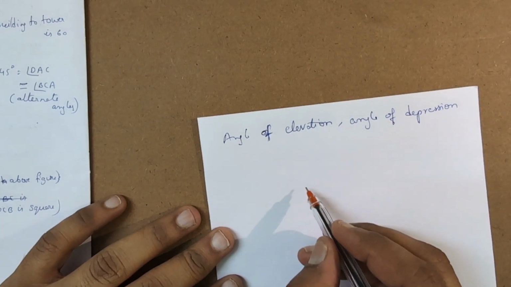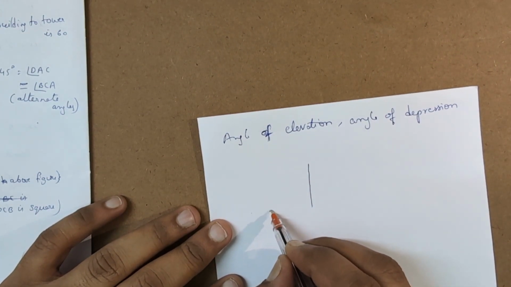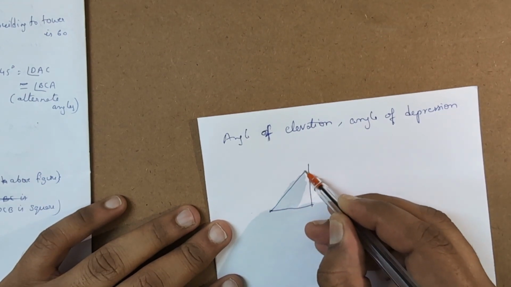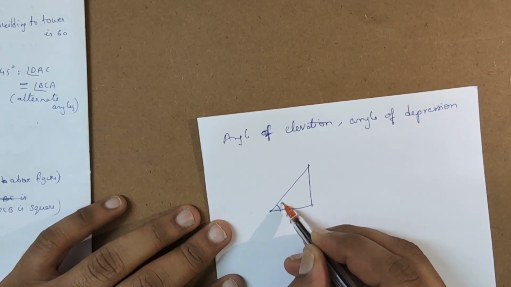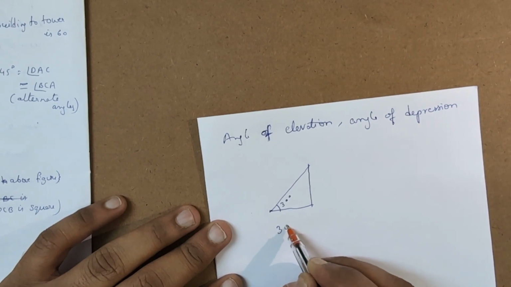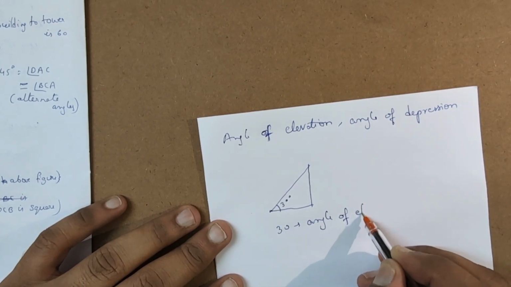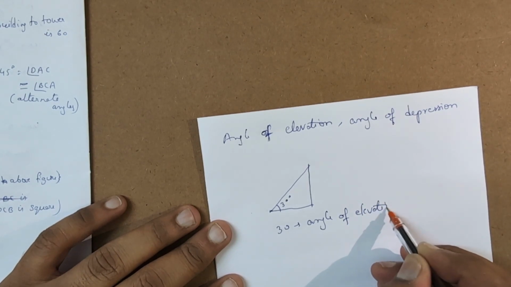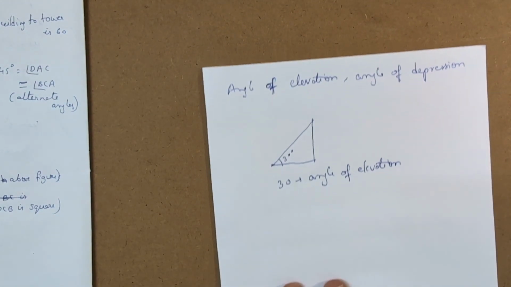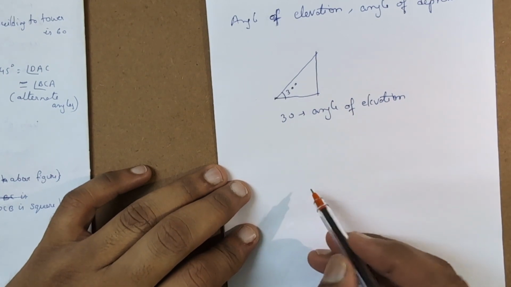Elevation, in the sense that suppose there is a tower here and there is a boy here and he wants to see the height of the tower, and he says the angle is 30 degrees. Then here the 30 is the angle of elevation because he is seeing from the bottom. Whereas the angle of depression is from the top.